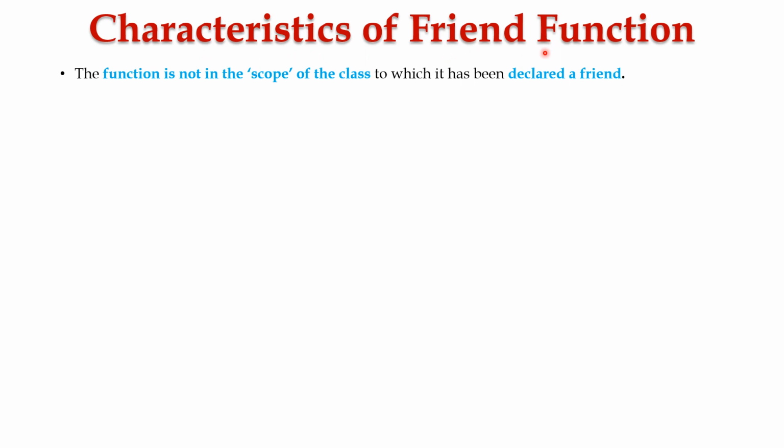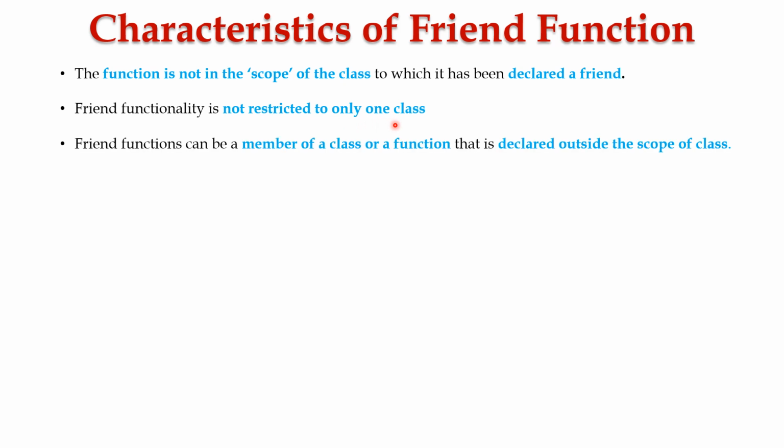Characteristics of a friend function. A friend function is not in the scope of the class to which it has been declared as a friend. Friend functionality is not restricted to only one class. Friend functions can be a member of a class or a function that is declared outside the scope of a class. It cannot be invoked using the object as it is not in the scope of that class.